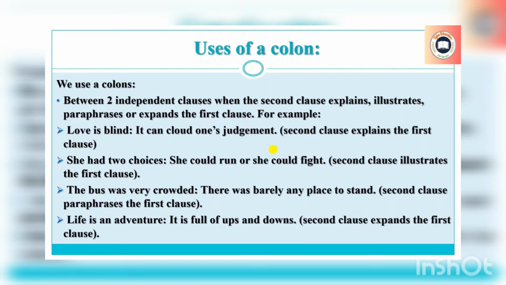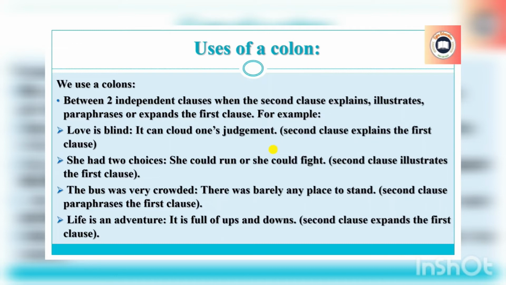Now, moving on to more uses of the colon. The colon is used between two independent clauses when the second clause explains, illustrates, paraphrases or expands on the first clause. Now let's take an example for each of these four types. But first let's recap what an independent clause is. Now an independent clause is a clause that can function independently and makes complete sense on its own. So let's take a look at some examples.